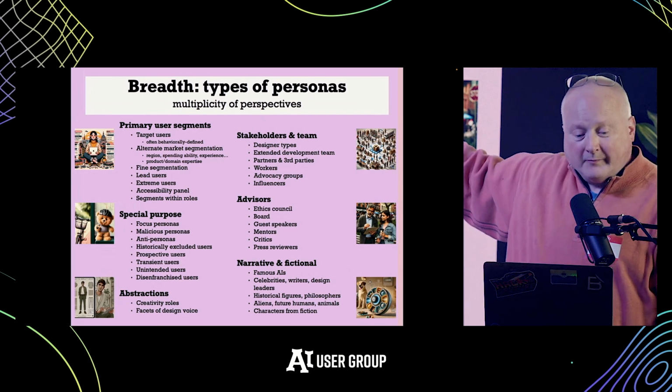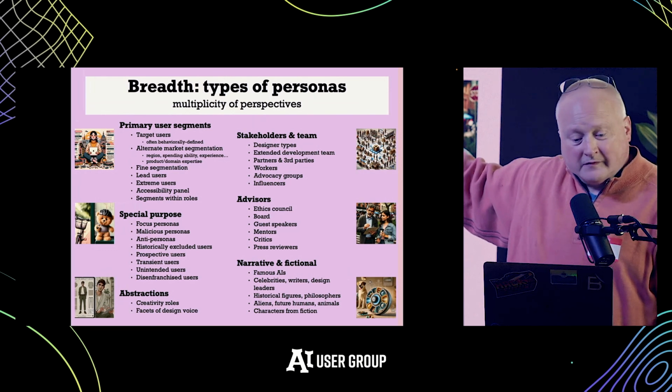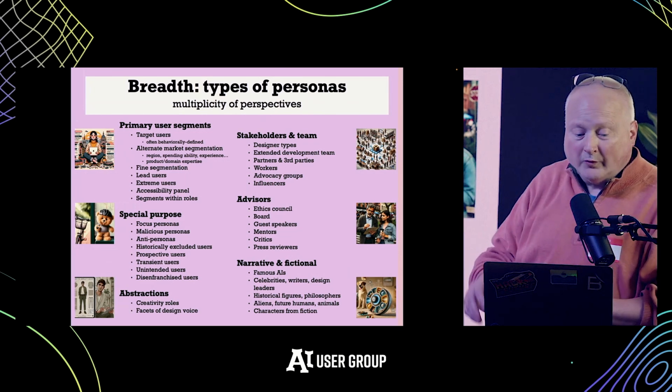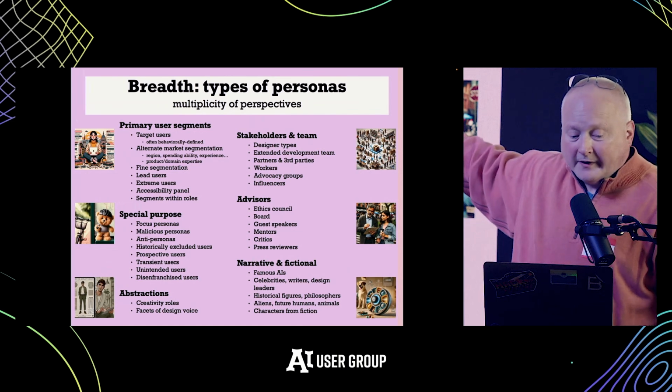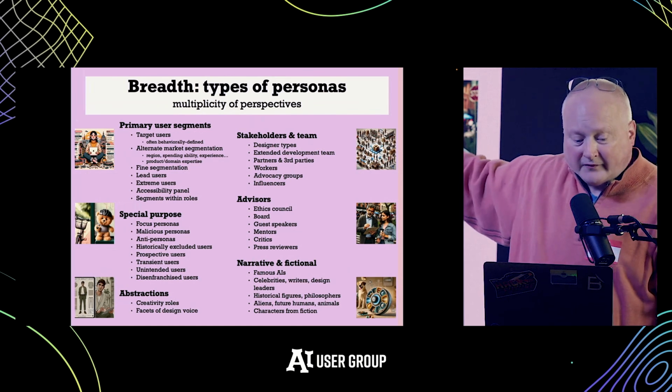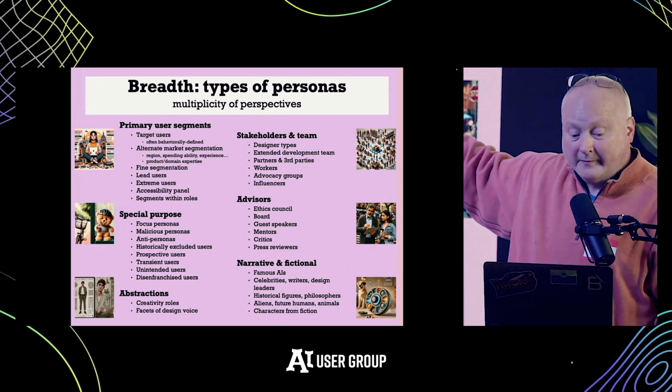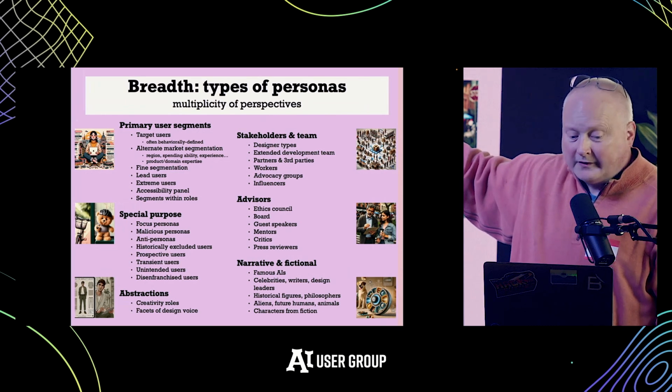So I mentioned a variety of primary user segments. These are different ways of dividing up your market. You can look at some extreme users, an accessibility panel for disabled users. You can divide it by roles, for example. Those are all great, but now you can do a variety of other things. I have special purpose ones, and I'll talk about one on the next slide. This would include prospective users, so they're not currently a user, but they might be, or historically excluded users.